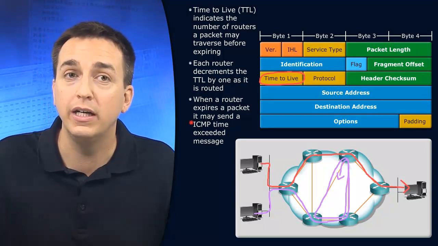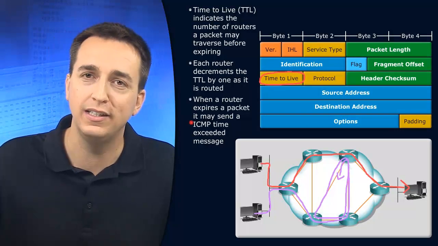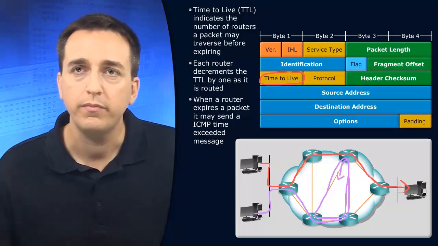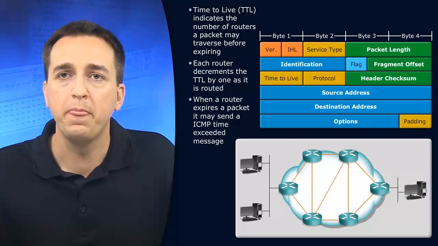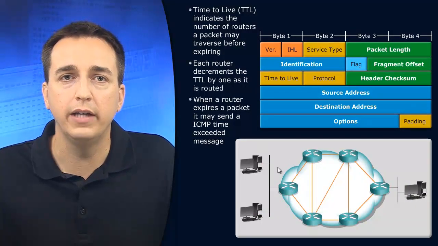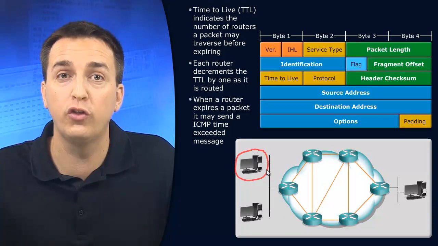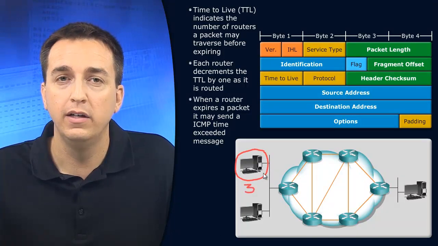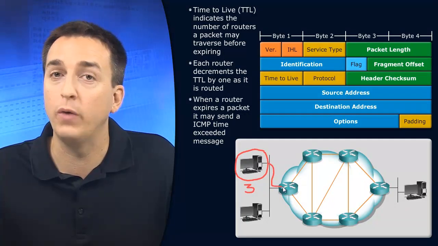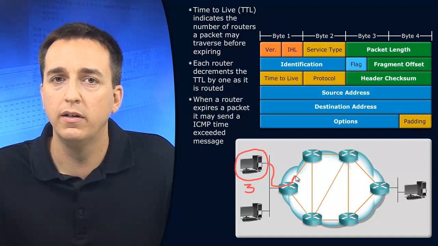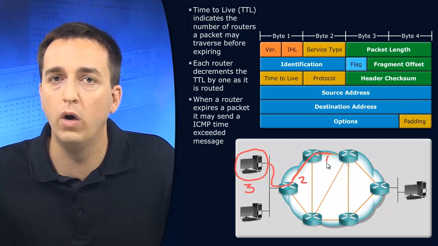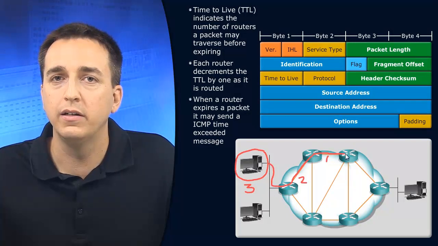And that ICMP message is known as an ICMP time exceeded message. So for example, in this case, let's say our PC right here sends out a packet with a time to live of 3. It arrives at this router here. The router routes it. What's the time to live now? The time to live is now 2. This router receives it and forwards it. What's the time to live now? 1.